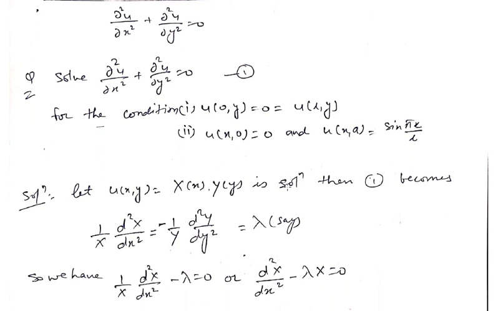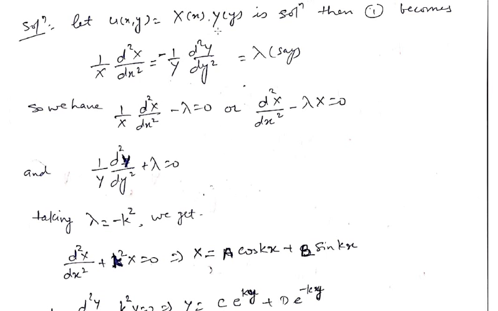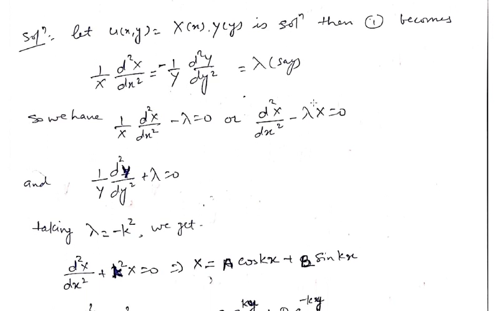Using the separation of variables method, we assume its solution u(x, y) will be of the type X times Y. We differentiate it partially two times with respect to x and y, and putting the values of the derivatives in the given equation, we get 1/X d²X/dx² = -1/Y d²Y/dy² = λ. Using the first and third fractions we can obtain the value of X, and using the second and third fractions we can obtain the value of Y. Here λ is a constant which can take any value: 0, positive or negative.